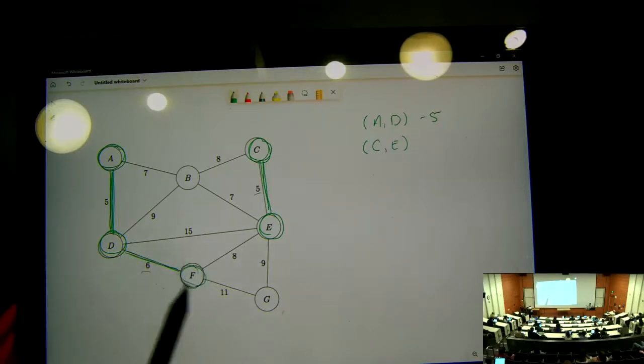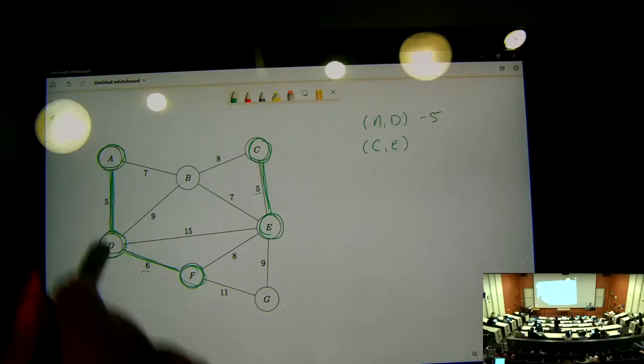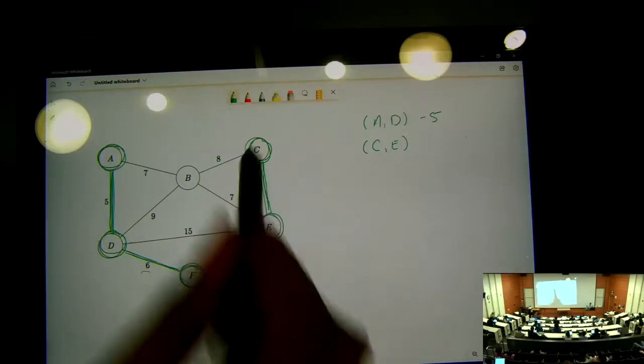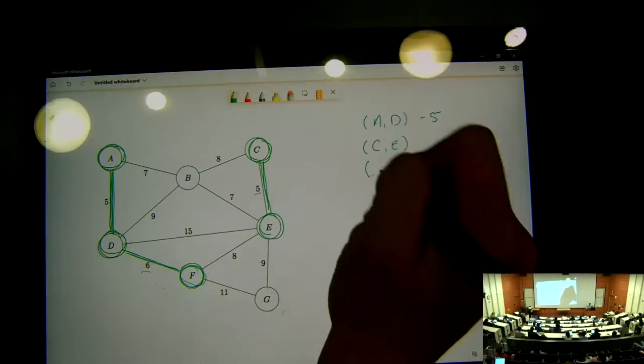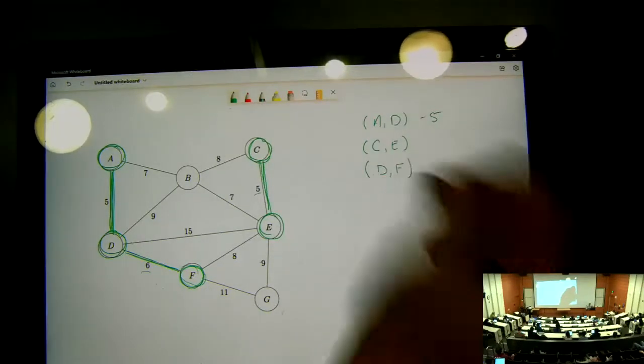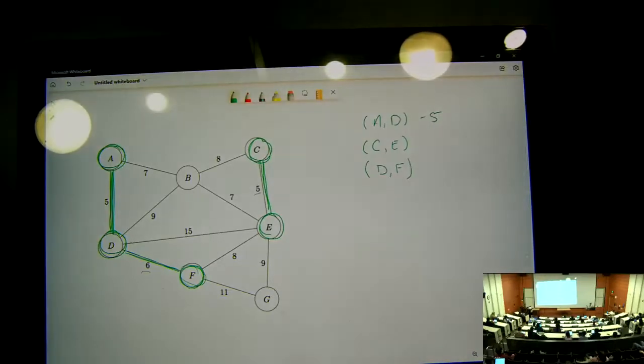Now, at this current state, I've got one component with 3 vertices in it, one component with 2 vertices in it, and then a B component and a G component. They're still hanging out by themselves. I'm going to make sure that I don't forget that. Okay, where do I look next?